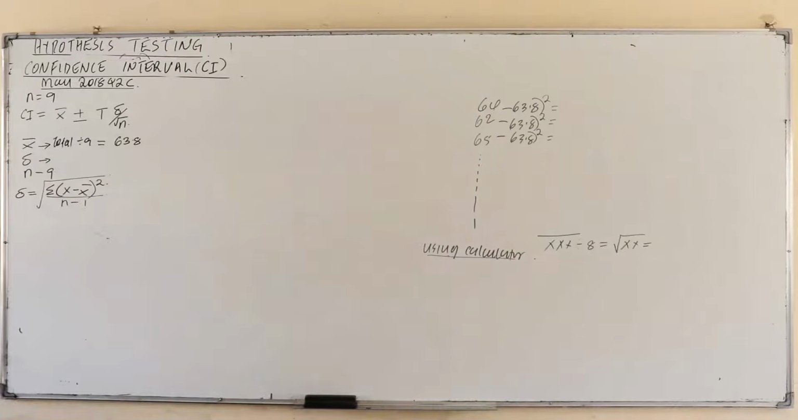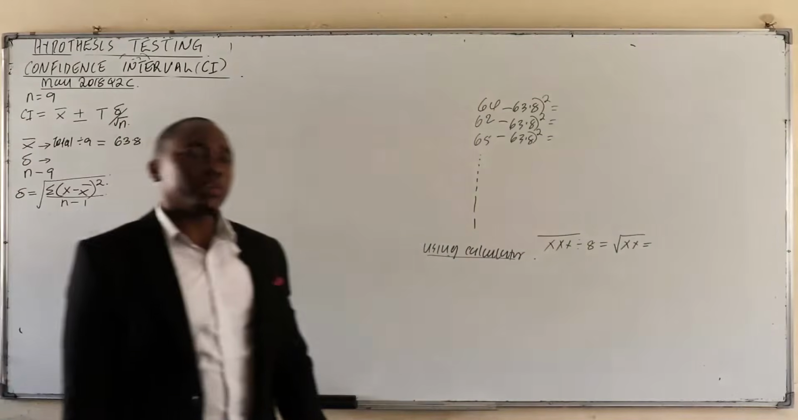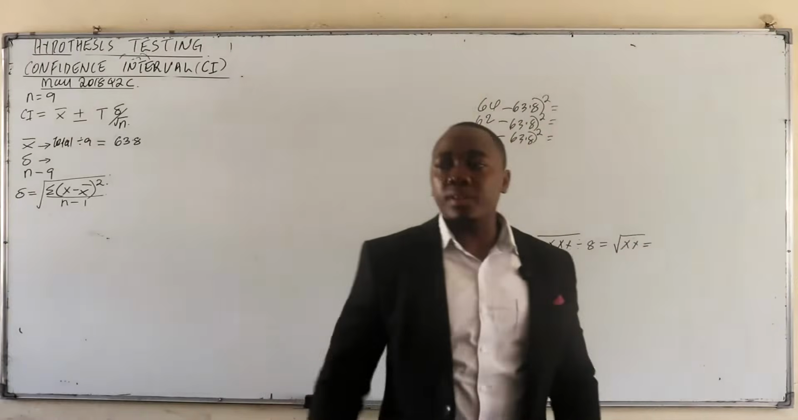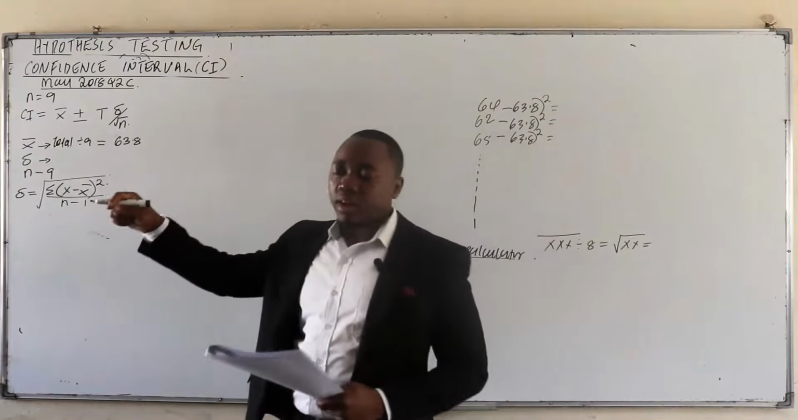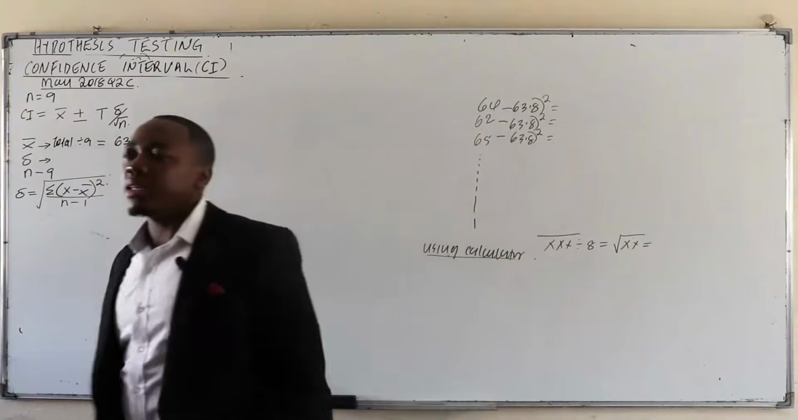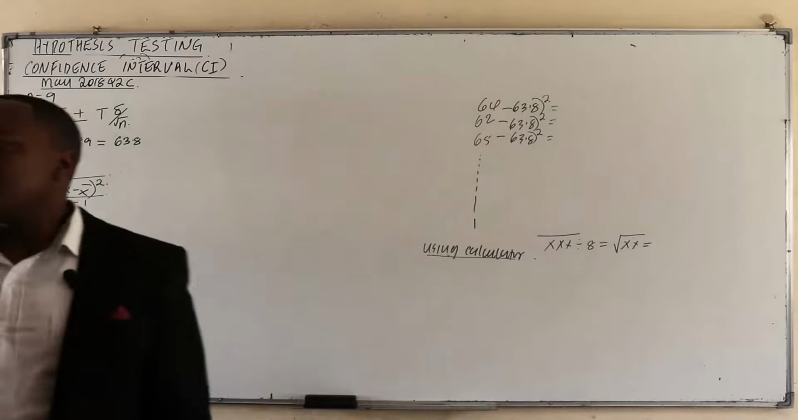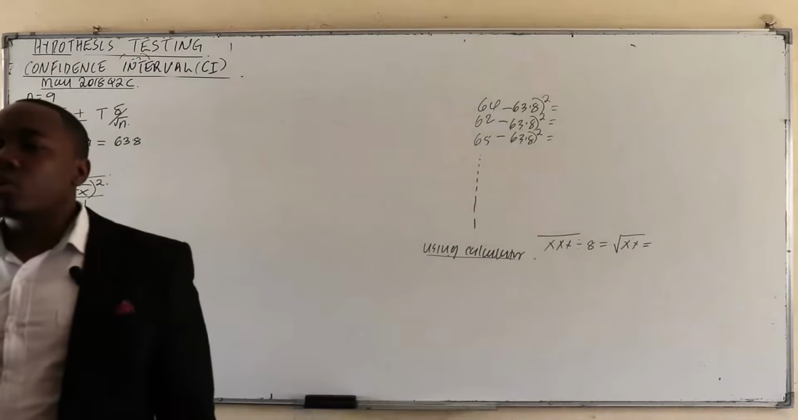I have said that you press Mode, then standard deviation, which is number 2. Then to insert the figures, for example, the first one is 64, you press 64, M plus. The second one is 62, M plus, like that, until you get n equals 9. Good. So is n equal to 9? Now press On.